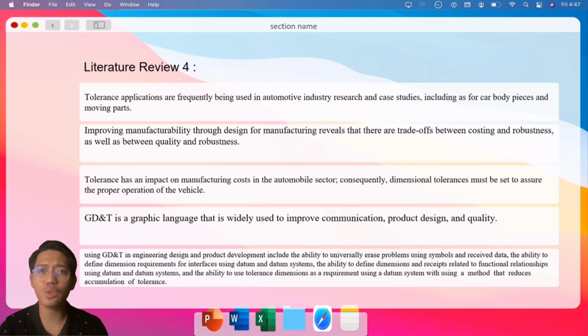GD&T is a graphic language that is widely used to improve communication, product design, and quality. Using GD&T in engineering design and product development includes the ability to universally resolve problems using symbols and receive data, define dimension requirements, functional relationships, and reduce accumulation of tolerance using datum and datum systems.